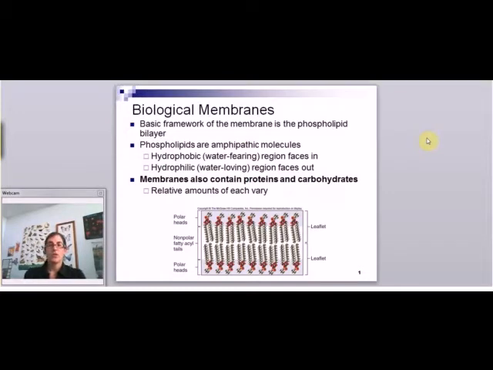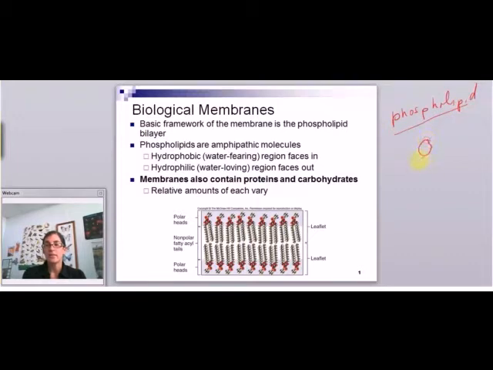The basic framework of a membrane is a phospholipid bilayer. Bilayer means two. So we're talking about two layers of phospholipids. And just to refresh your memory, a phospholipid was an example of a lipid that we talked about in chapter 3.